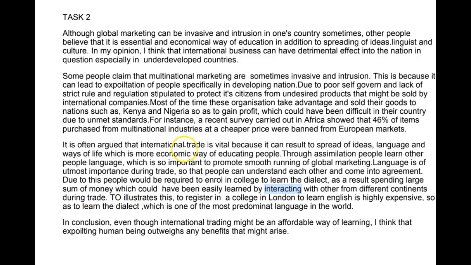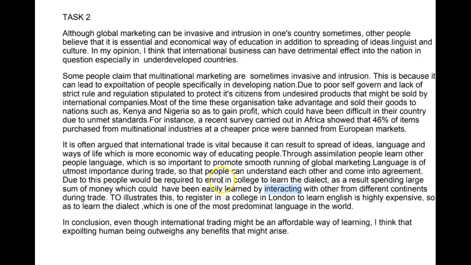So, you're saying that language is important, okay? And then you're saying that because language is important, people enroll in college, which makes them spend a lot of money, but that language could have been learned if they had interacted with other people through trade. But that doesn't make sense because you're saying that it is this trade which requires people to go to college to learn language. So it's a little bizarre. The progression of your ideas doesn't really make sense. And so that's why I'm kind of lost here.